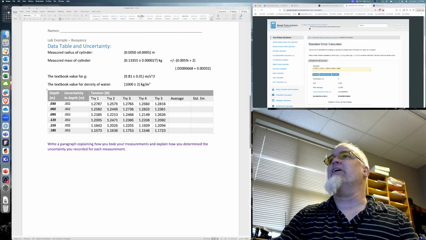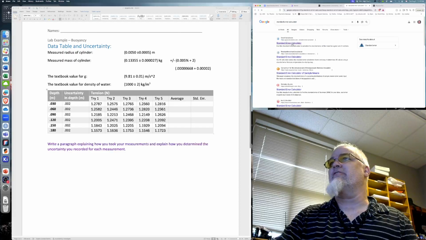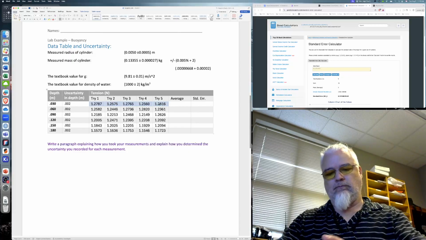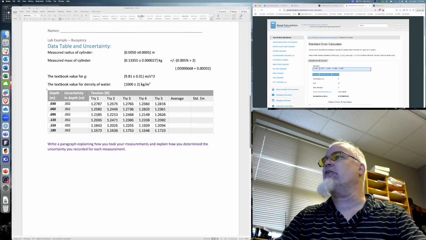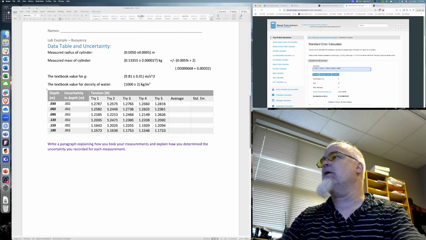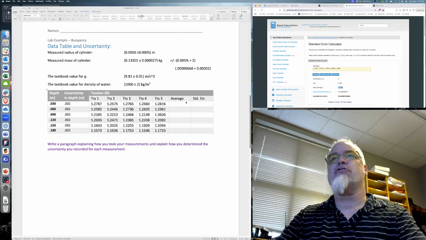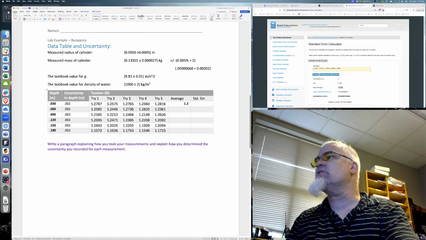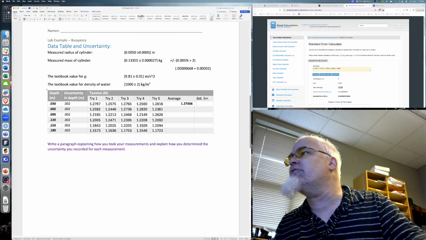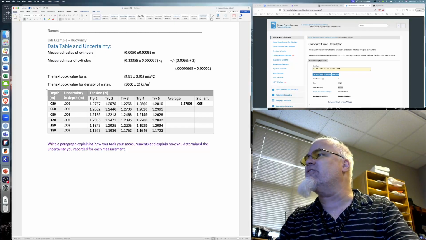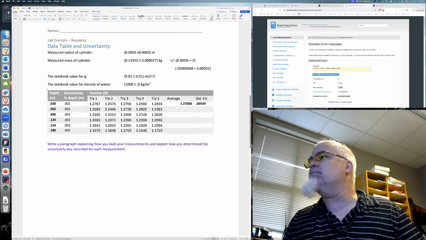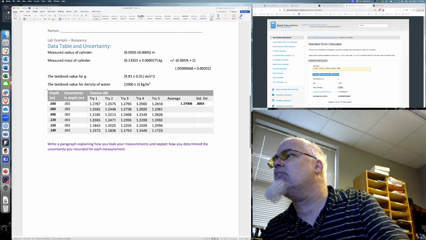We are going to go to a standard error calculator. And if you just Google standard error calculator, the very first link is Good Calculators, and it works fine. We're going to take these values and copy them into the calculator. Now this calculator wants commas between our values, so I've got to put in the commas. Then I hit calculate, and it will tell me the average, 1.27006, and the standard error, 0.0054987.